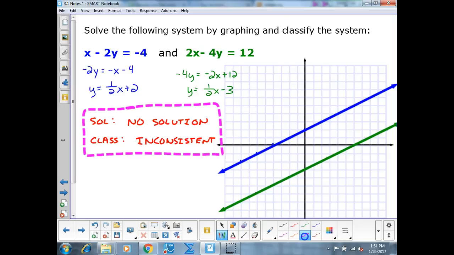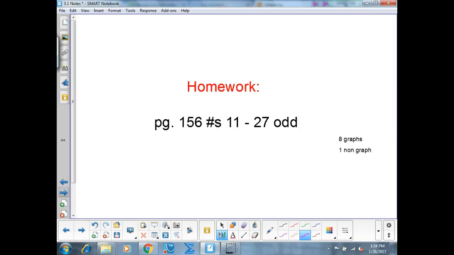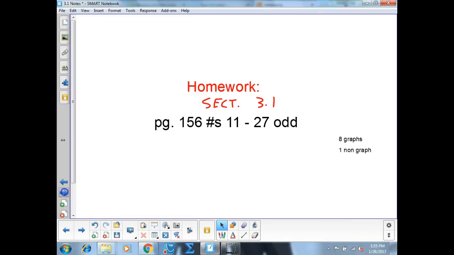Okay? Homework tonight is out of the book. It is section 3.1. Okay. 8 graphs. That's why I gave you the 8 sheet, or I gave you, pass it out. And then there's one non-graphing type one that you can do out on the side. Tomorrow, yes. Monday, right? If tomorrow is Monday, then yes, it's due tomorrow.